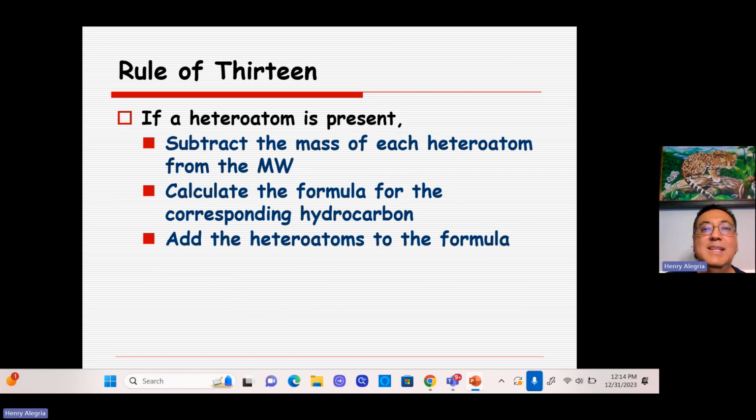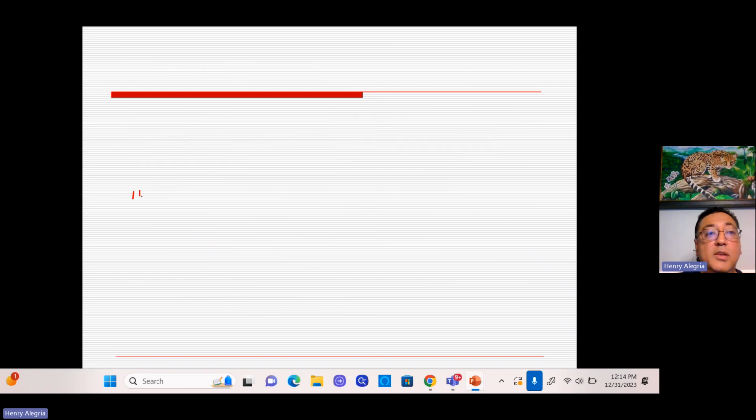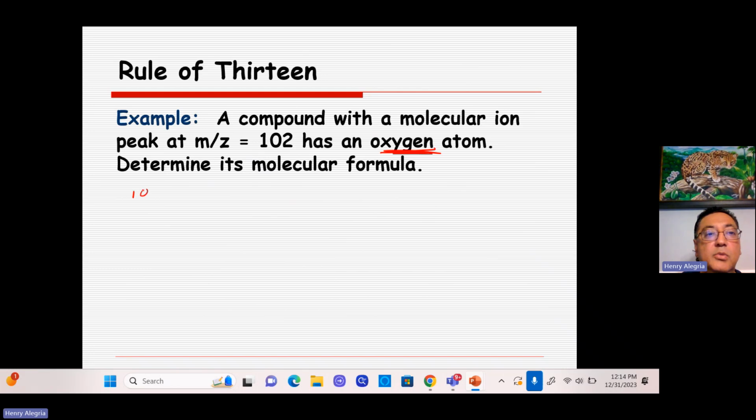What if you have a heteroatom? In other words, if you have something else? Well, we simply have to account for it. Let's say that you are given a mass spectrum, and it has a molecular ion of 102. And let's say that you know, or you're told that it has an oxygen atom. Before you divide 102 by 13, I have to subtract the mass of the oxygen, right? That's all. So 102 minus 16, because that's what oxygen happens to be. That's going to be 86.